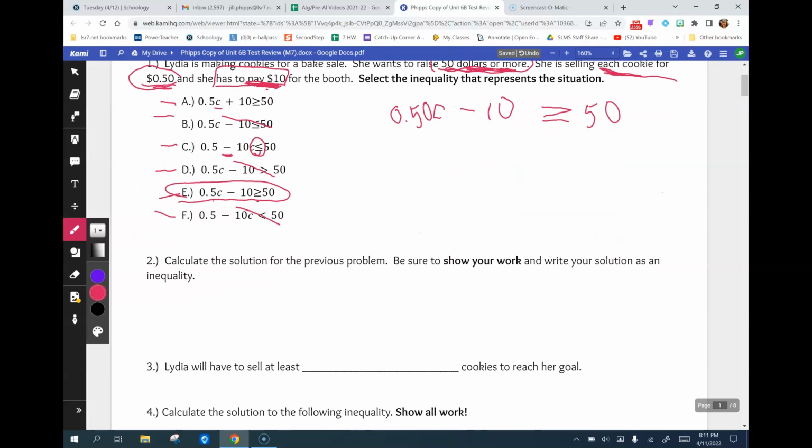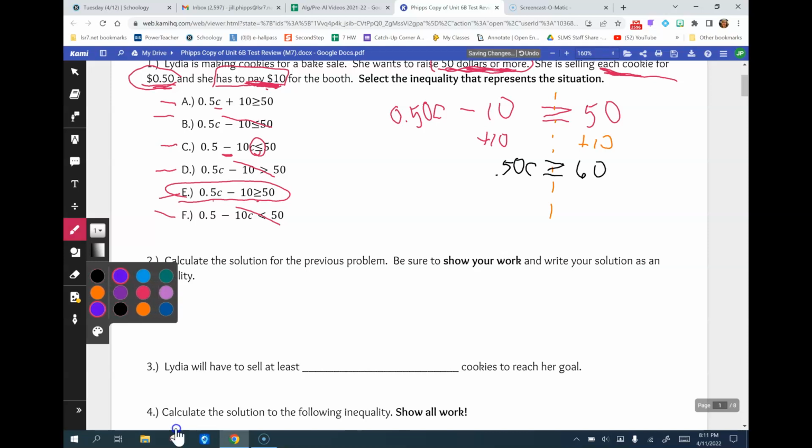Okay, now it says calculate the solution for this problem. So we want to get rid of the number that doesn't have the variable. That means we're going to add 10 to both sides. And if you like it better, draw that line right there. So we're going to add 10. So we get 0.50C is greater than or equal to 60. We're going to divide by 0.50, or just 0.5. And we get C is greater than or equal to 120.